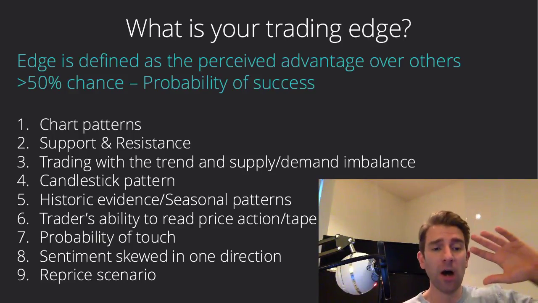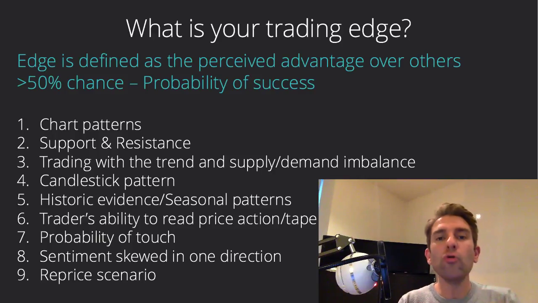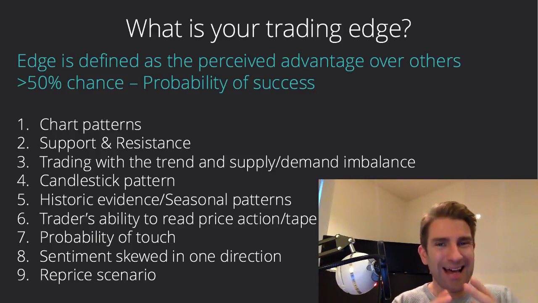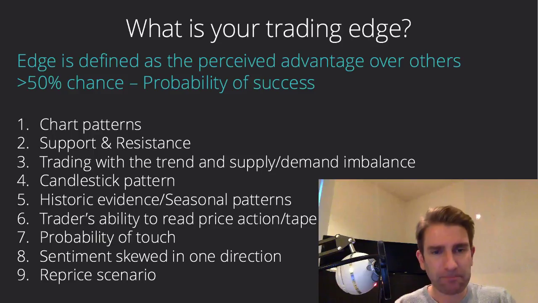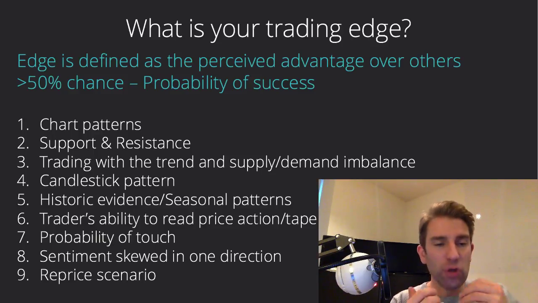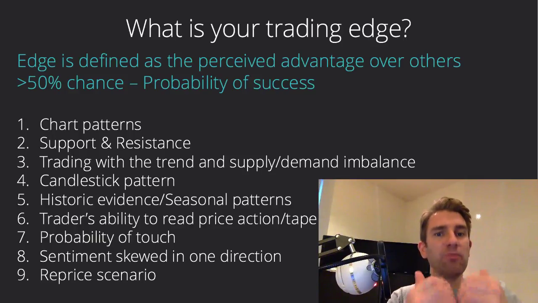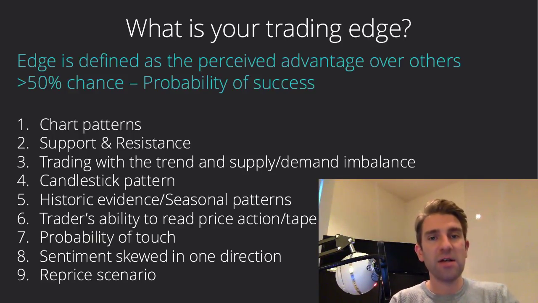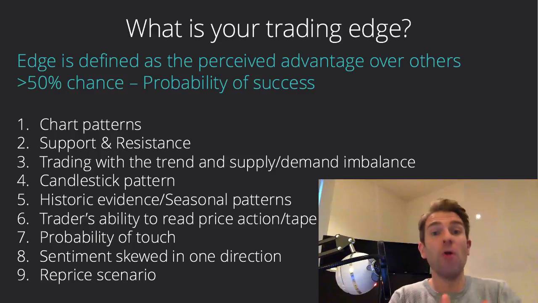Okay, so I've got 9 broad things that I will class as potentially a trading edge. These are things that, as traders, we do to try and improve our chances of success over 50-50. So if we're not just tossing a coin, we're trying to do these things that will give us a little bit more chance of success.